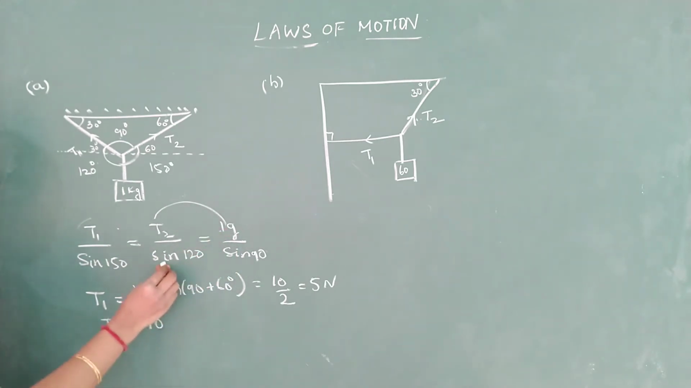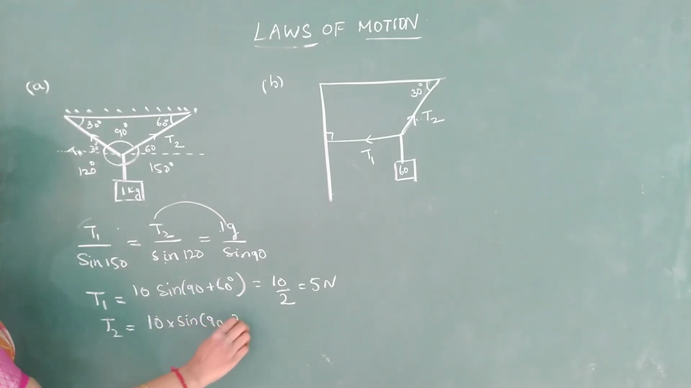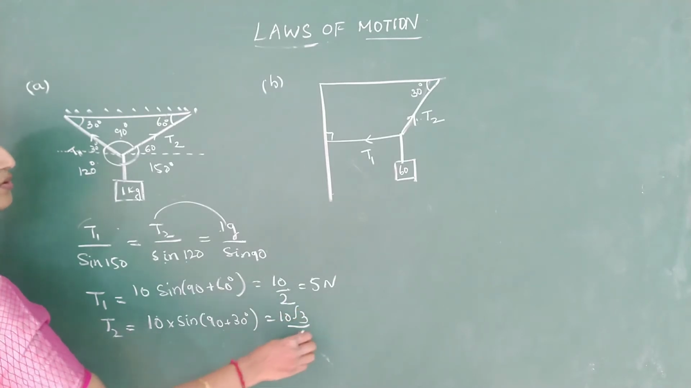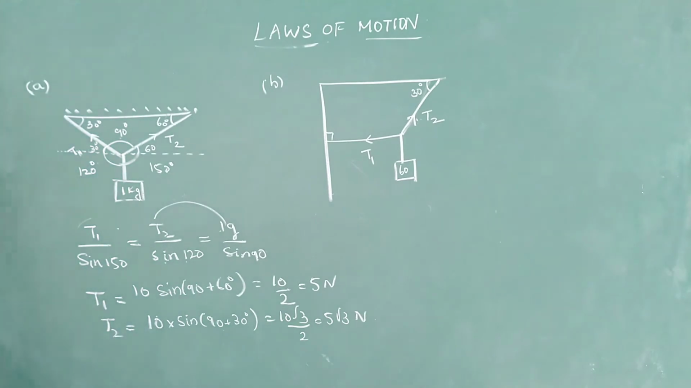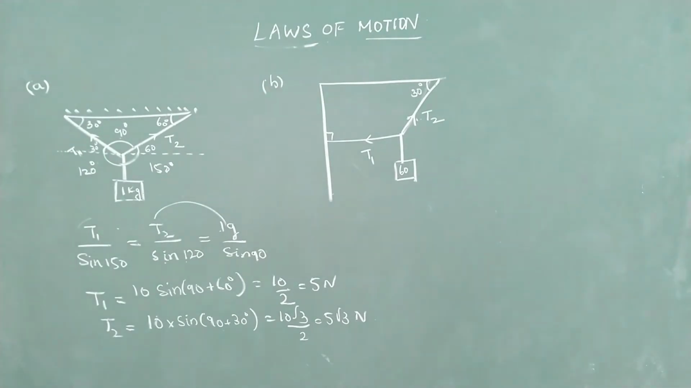G I am taking it as 10, sine 120. Sine of 90 plus 30. Okay, what is the value of sine of 90 plus 30? Cos 30. Cos 30 is root 3 by 2. So this is 10 root 3 by 2, or 5 root 3 Newton. Okay, similarly, you can also solve for part B either by Lami's theorem or by resolving the forces.